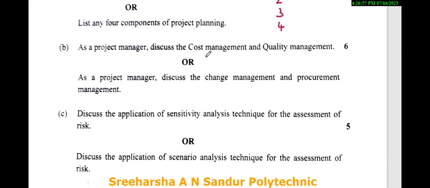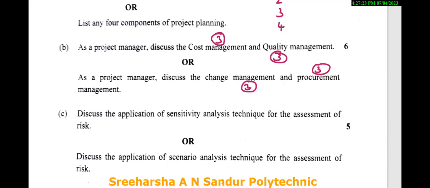Now, as a project manager, discuss the cost and quality management. So here they are asking for cost management for 3 marks, quality management for 3 marks. You should be able to understand this and write the answer accordingly. Again here, change management for 3 marks and procurement management for 3 marks. Accordingly, you should explain these concepts.